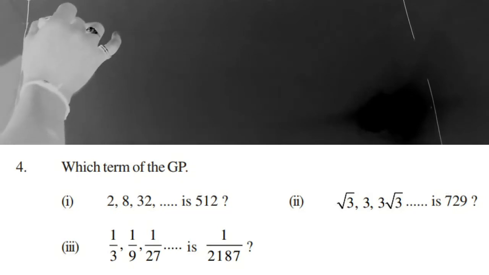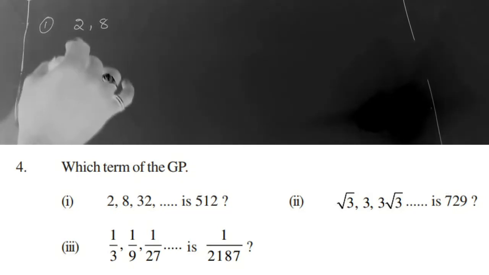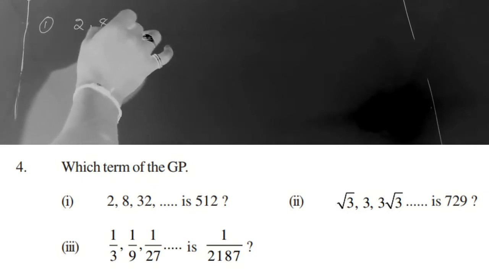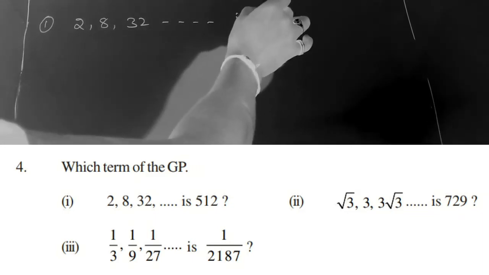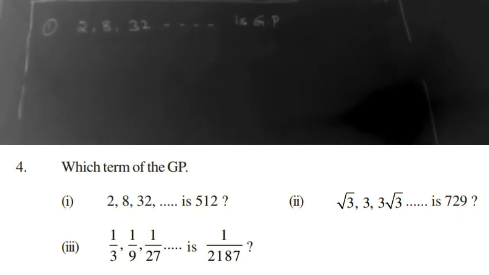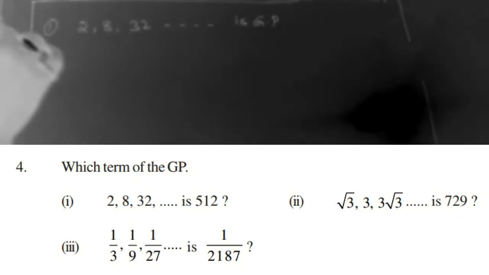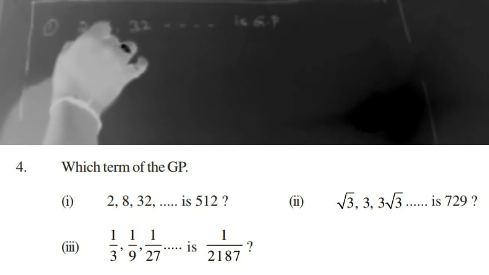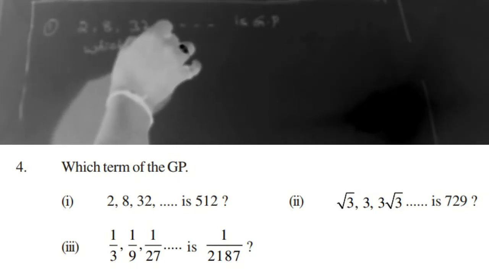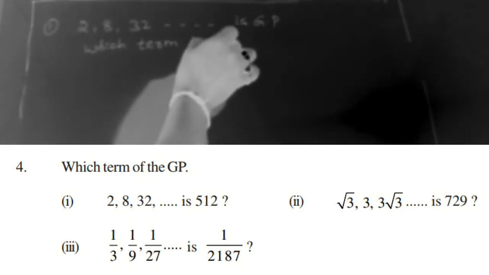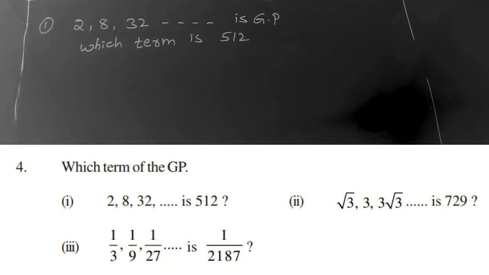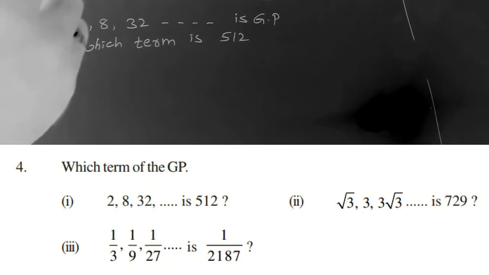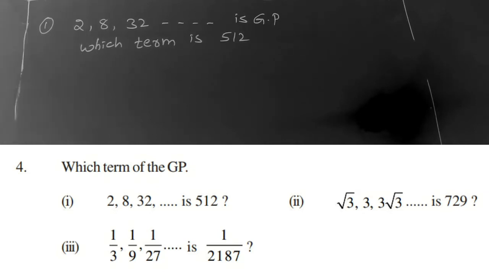So here first question is 2, 8, 32 and so on is a GP series. So he is asking which term is 512 in this series. Is it the first term, second term, third term or fourth term? Which term is 512? Question is very simple. Now we will solve this question.